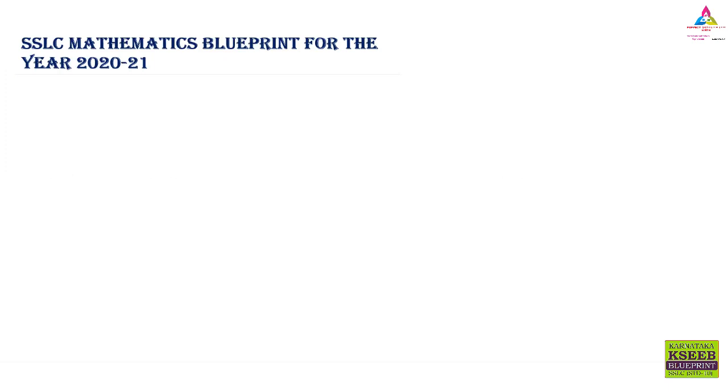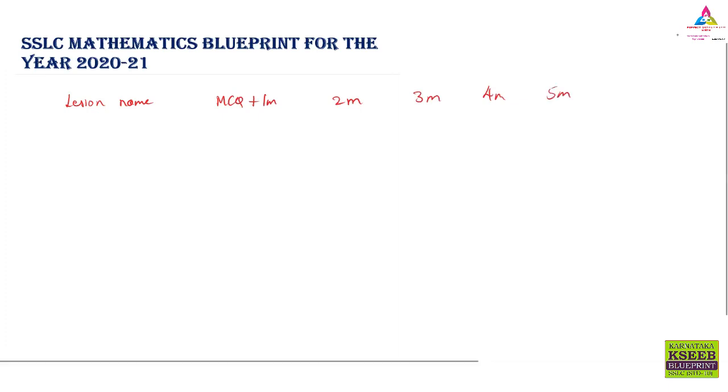The first lesson we have to go through this way. First one is the lesson name, and next you have MCQ, multiple choice questions, plus 1 mark questions, so totally it is added. Then we have 2 marks, then 3 marks, then 4 marks, and lastly we are going to have 5 marks questions. So the first lesson is AP, arithmetic progression.